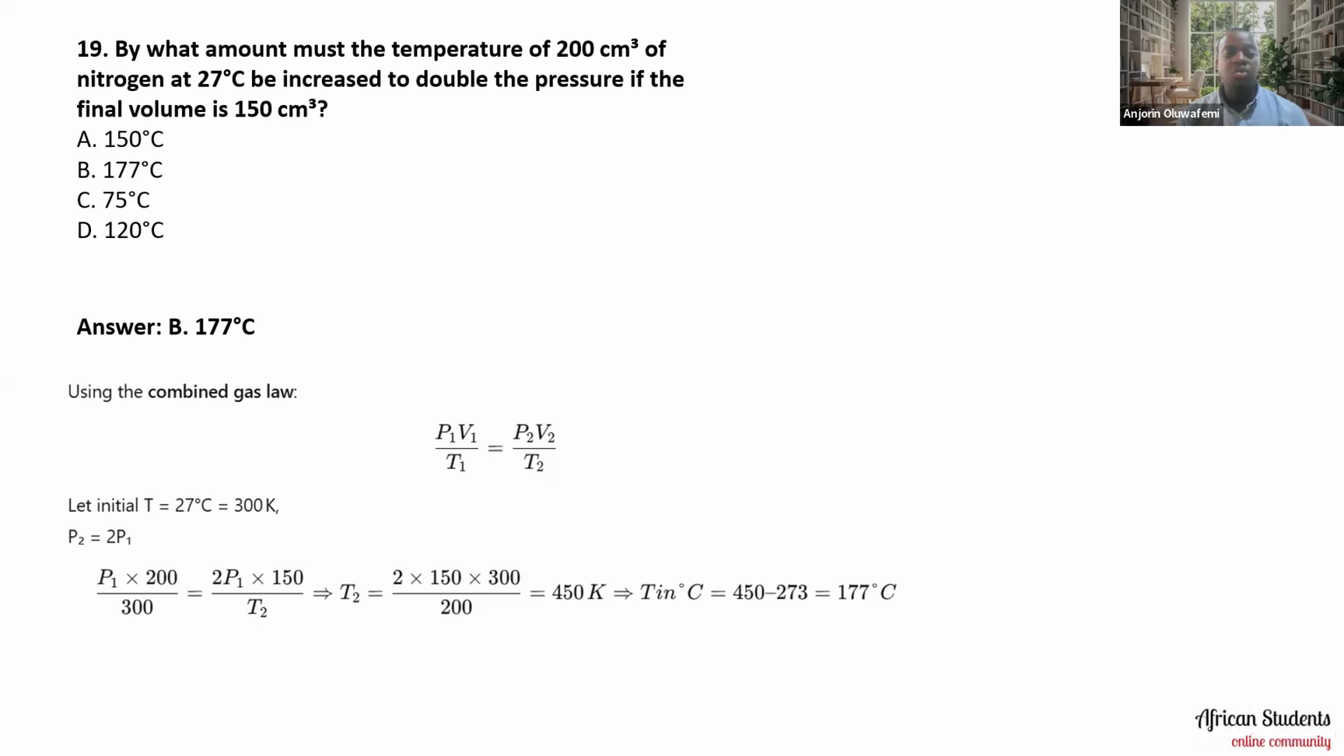So our P2 equals 2P1. Therefore, P1 multiplied by the volume, 200, divided by the temperature T1, 300, equals 2P1 multiplied by 150 over T2. Don't forget that the reason we are saying P2 is 2P1 is because the question said the pressure is doubled if the final volume is that. We got that from the question. So our T2 will be equal to 2 multiplied by 150 times 300, after cross multiplication, divided by 200. So that'll be 450 Kelvin. So T in degrees Celsius will be 450 minus 273, and that will give us 177 degrees Celsius.